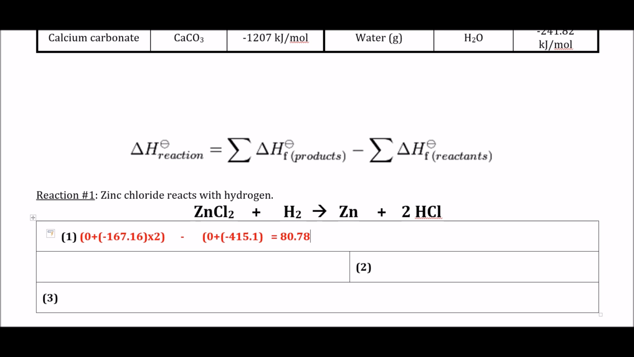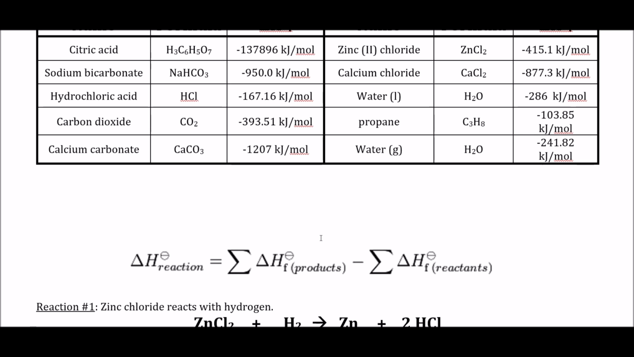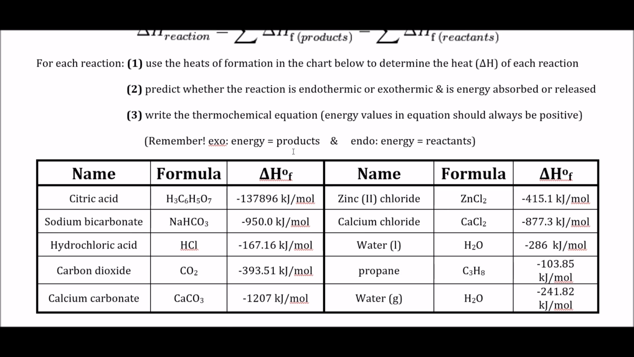Alright, so in this first problem here, we get a delta H, we get a change in enthalpy for the reaction of negative 80.78, and the units for that is going to be kilojoules. Kilojoules of energy. Alright, so let's talk about number 2.